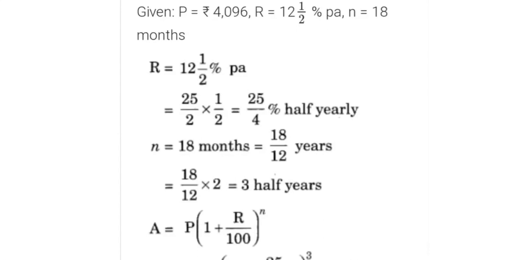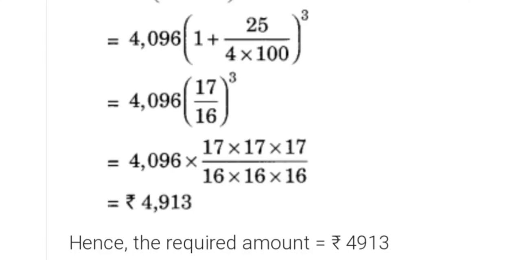Okay. And time is given 18 months. So this 18 we will divide by 12. So it will come what? 18/12, and we will multiply by 2. Why? Because we have to find the half yearly. Yes. So it will come 3 half years. Now use amount formula. So P in bracket 1 plus R upon 100, and the power is n. Put the values. 4096 bracket 1 plus 25 upon 4 into 100, and bracket close, power is 3. So let's simplify. It will come 4096 into 17/16 cube. So after simplification, amount will come 4,913 rupees.